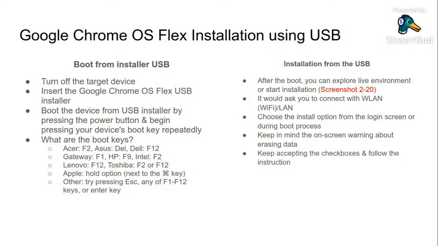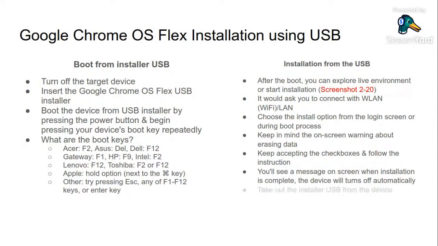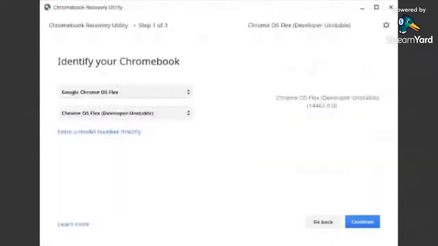and it would ask you different checkboxes like the terms and conditions, etc. Just follow the instruction, and at the end it will show you the complete installation message, and then your device would turn off automatically. Then you should remove the installer USB, and then again switch on the device and start using Chrome OS Flex. Let me show you the screenshots.